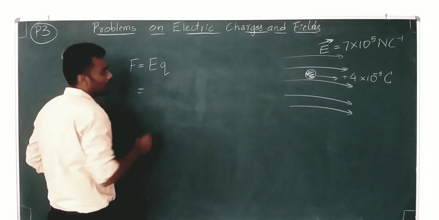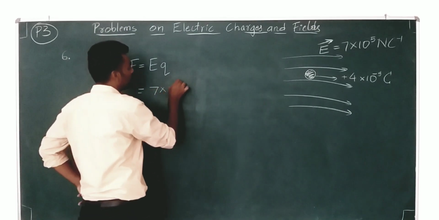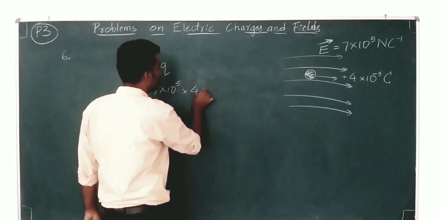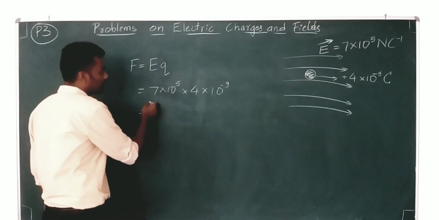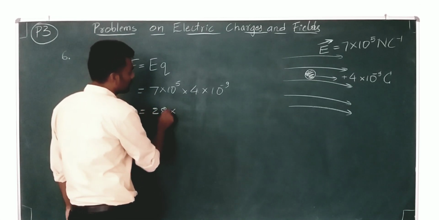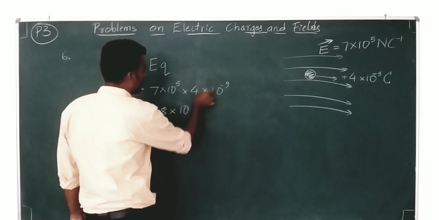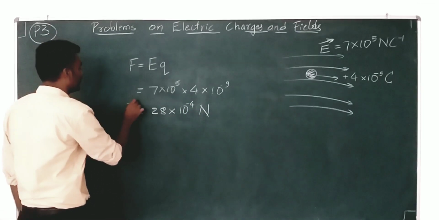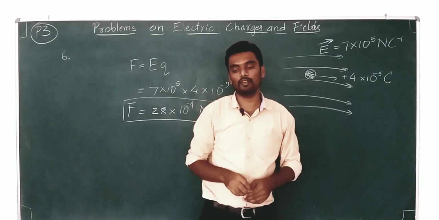Now going for the magnitude of force acting, quite easy, product of these two, E is 7 into 10 to the power of 5 into Q is 4 into 10 to the power of minus 9, which we can simplify, 7 4s are 28 into 10 to the power of minus 9 plus 5, minus 4 Newton. Okay. This is the net force experienced by this charge due to this electric field.